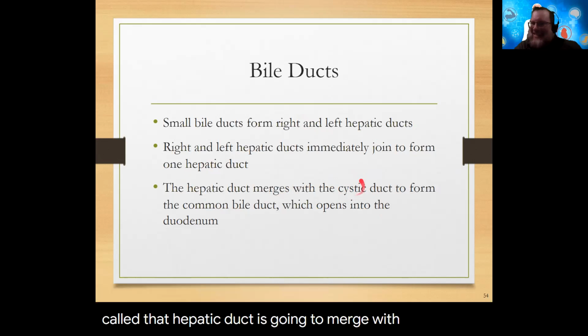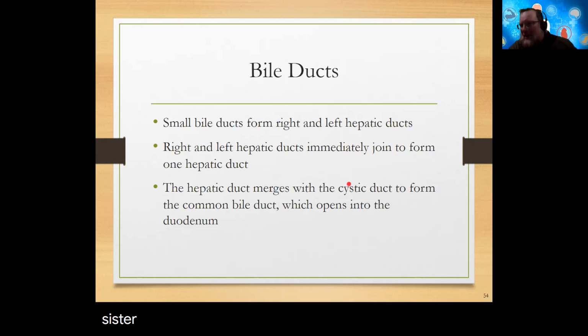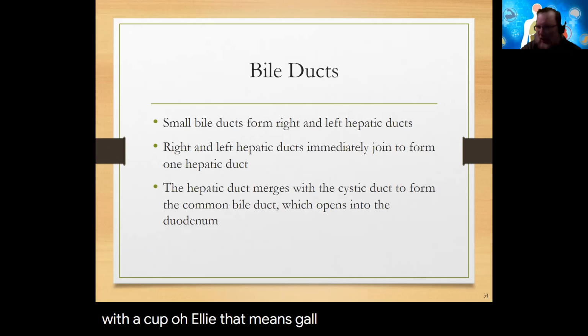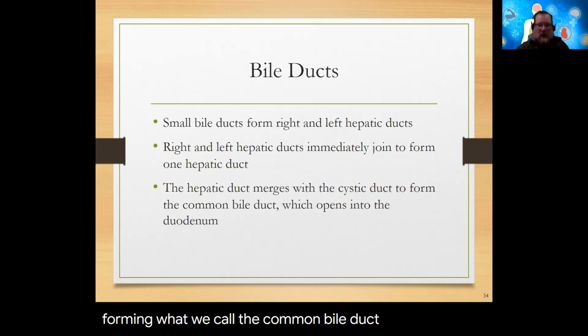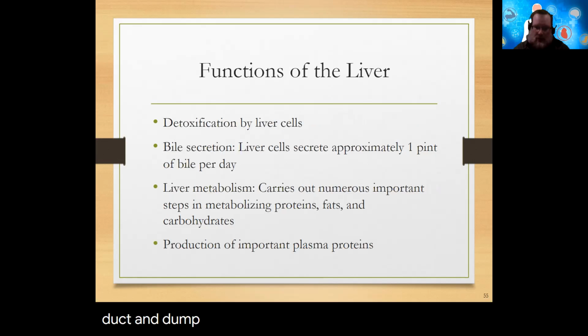merge with the cystic duct, and cysto or cystic means bladder. So cholecyst, C-H-O-L-E, chole, means bile, and cysto means bladder. So cholecyst means bile bladder, or gallbladder. So the cystic duct leaves the gallbladder and merges with the hepatic duct, forming what we call the common bile duct. And that common bile duct is going to join up with the pancreatic duct and dump into the duodenum.